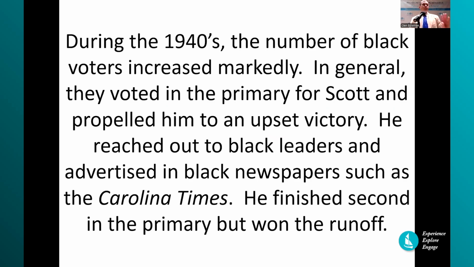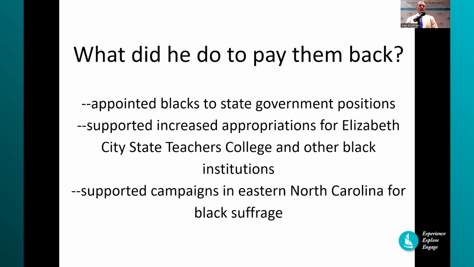He finished second in the primary, but as you know how the rules are in North Carolina, you can finish second in the primary and still win the election. And so he did. So when he won the election in 1948, he felt an obligation to pay back his Black supporters in the election. What did he do? He appointed many to state government positions.